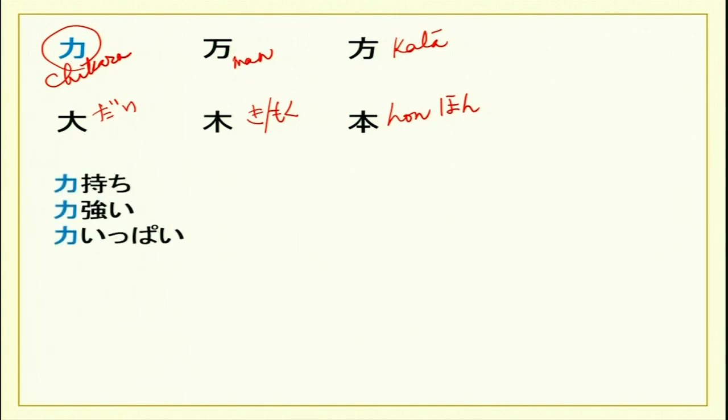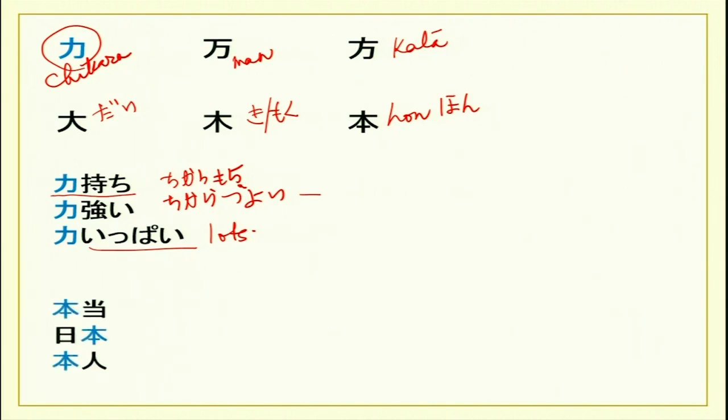So now let us see what words we have which will be easy for you to memorize these kanji. The first one we have is chikara. So you have done this word chikara mochi. Chikara zuyoi. Chikara zuyoi means you are very, very strong. Chikara mochi is you have strength, and chikara ippai is you have a lot of strength. Ippai means lots. Chikara means strength, of course, as you know.